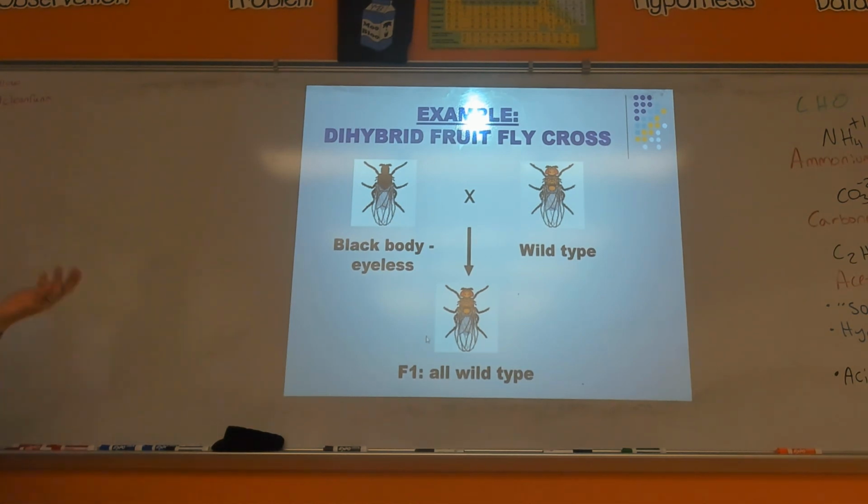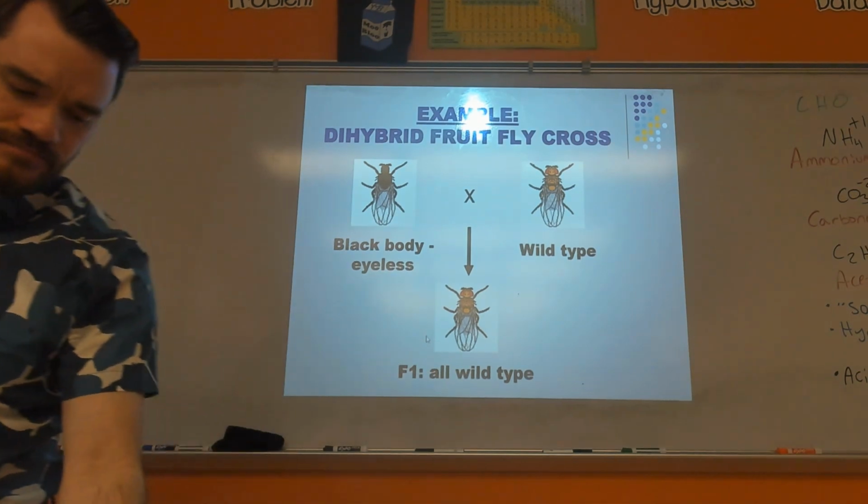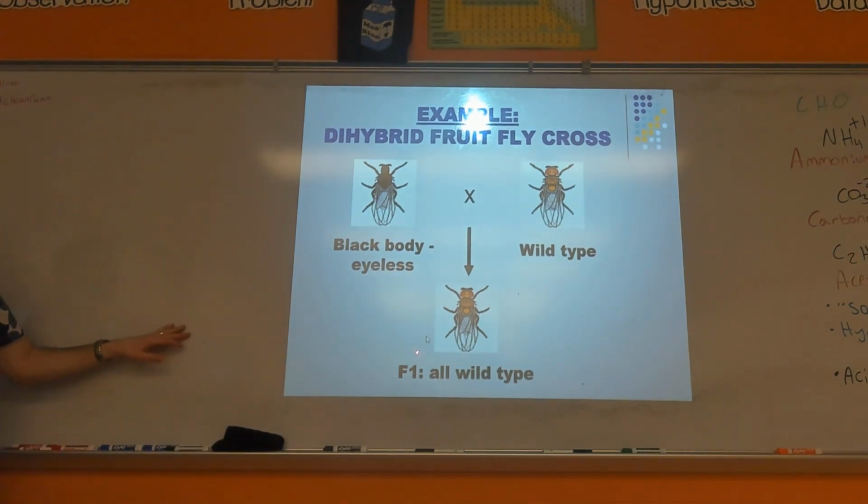Let's say we're doing a dihybrid fruit fly cross, like what you're doing, where you're looking at a double mutant, so black body and eyeless, crossed with a fly that is wild type for both traits. Then you get an F1 that is all wild type, but it's a hybrid. It's going to be heterozygous for both of those genes.